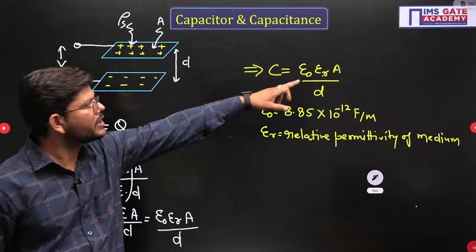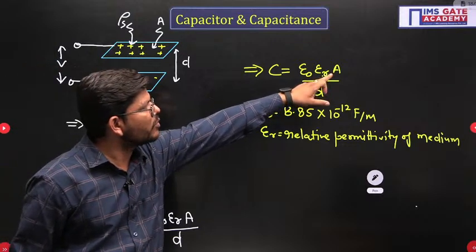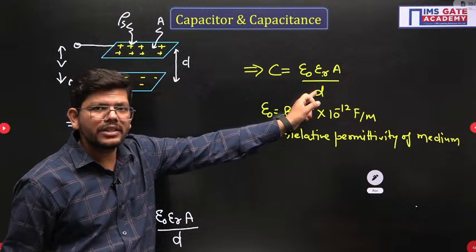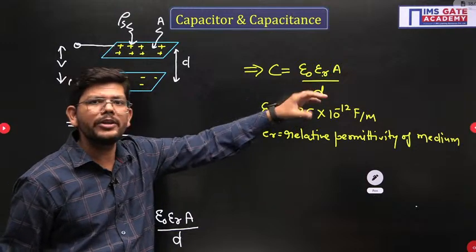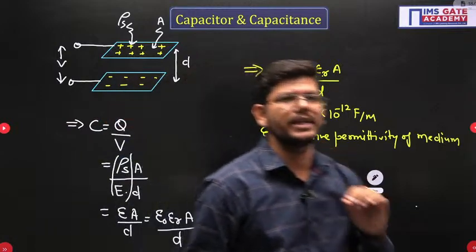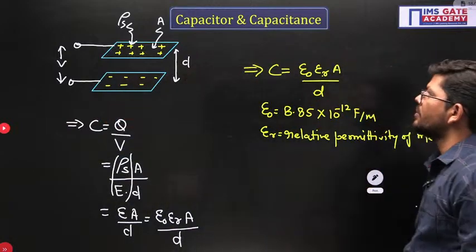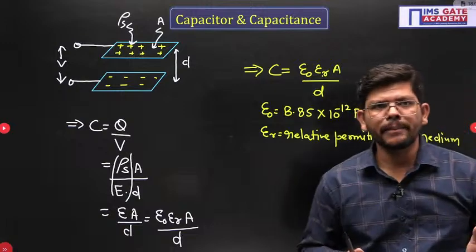In fact, it depends upon the physical dimensions of the plate, that is the area of cross section and the distance between the plates, and the relative permittivity, that means the medium in between the plates. Okay, so this is about the capacitance, as you can see.